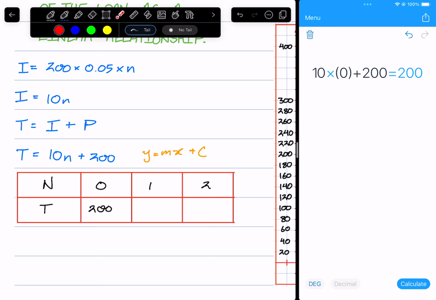And so now, if we were to add 1 year, so 10 times 1 plus 200, substituting 1 into n, we get 210. And we do the same thing, substituting 2 into n, that gives us 220.